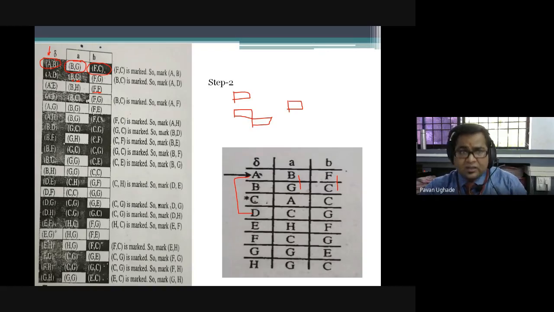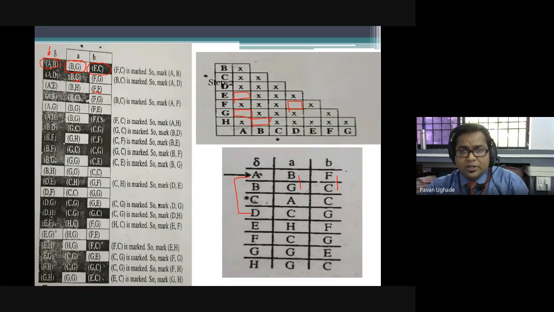If it is blank, that state cannot be the indistinguishable state, it is a distinguishable state. So that pair, that combination, we are marking as X as distinguishable states. This is how we will be doing it. You will be getting the result like this. This is step 2.